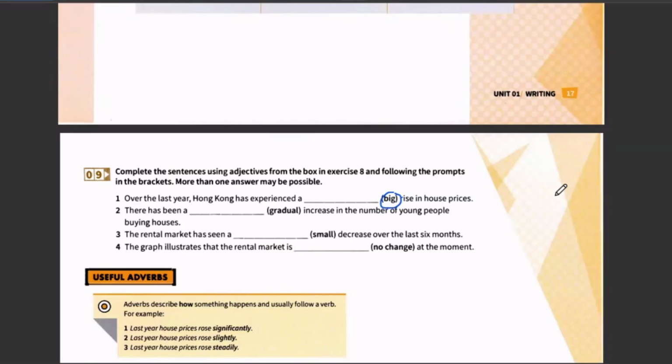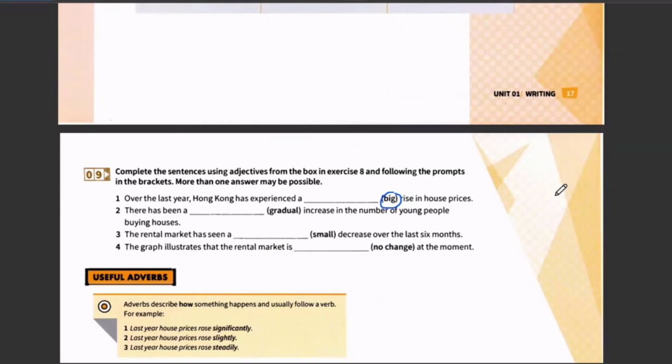Okay, so more than one answer may be possible. For number one, let's start. Over the last year, Hong Kong has experienced a dash increase in house prices. So big means big change, and gradual means gradual change, and small means small change.